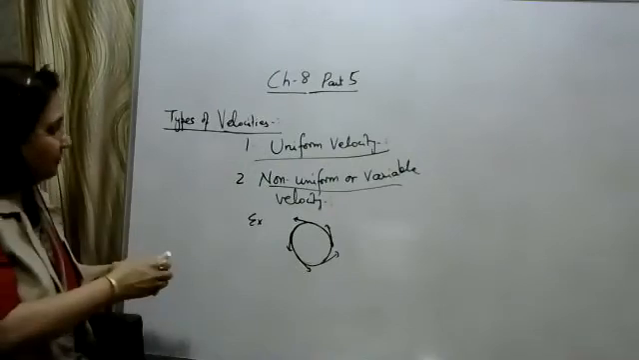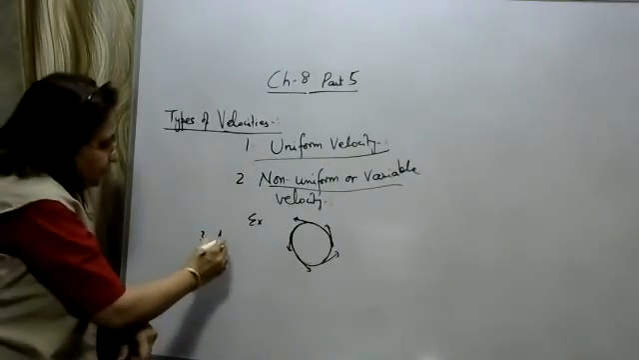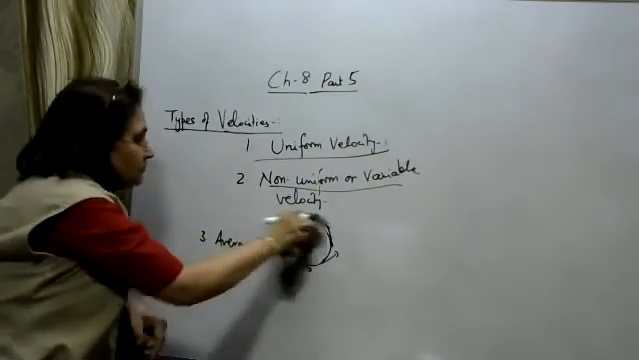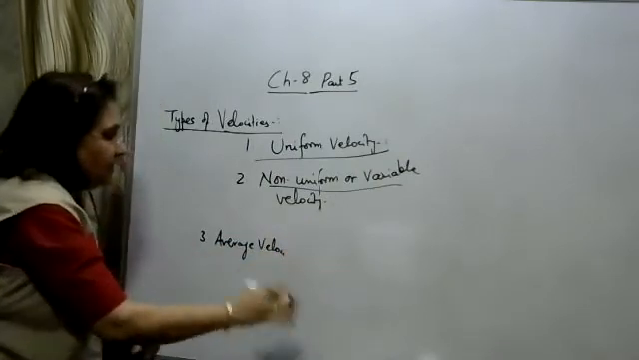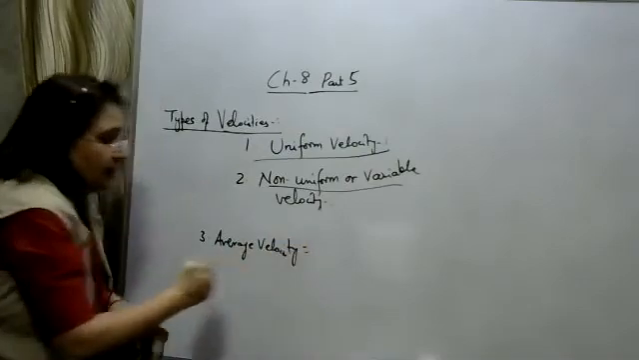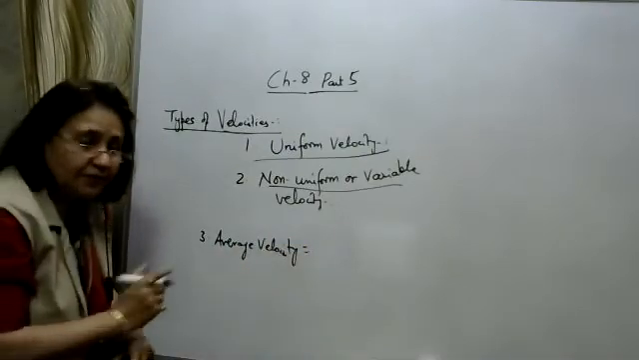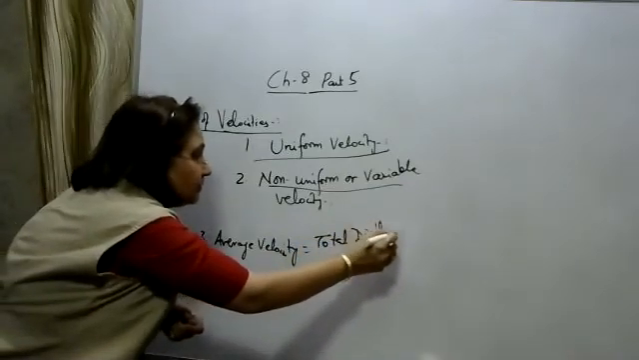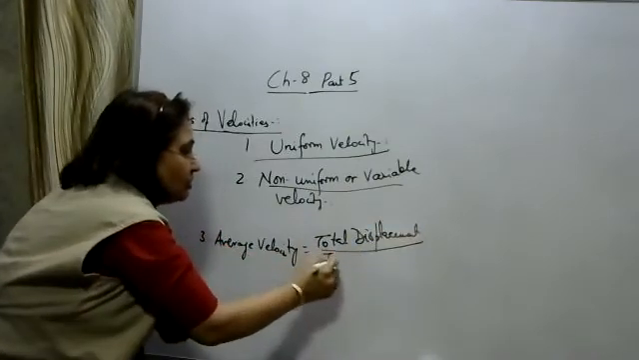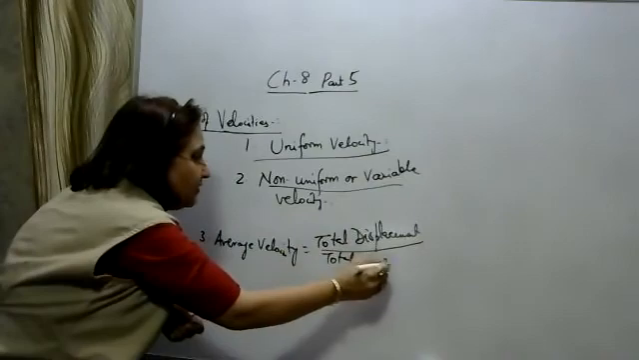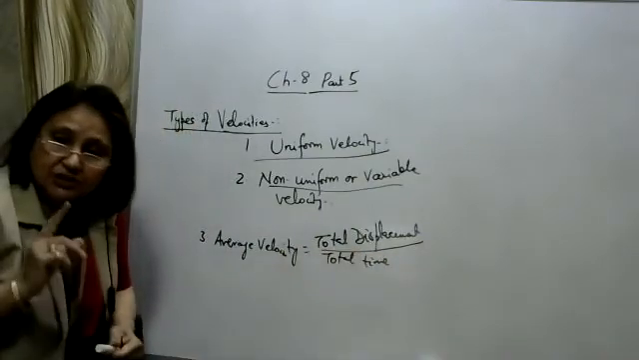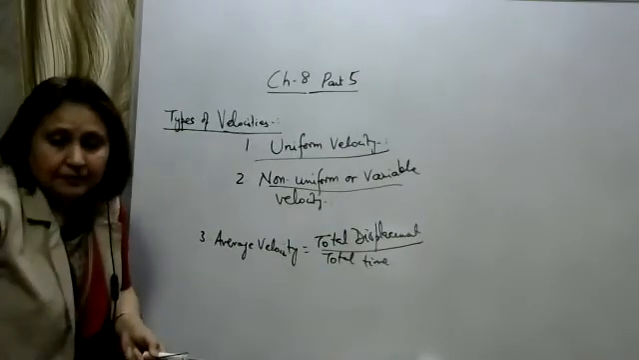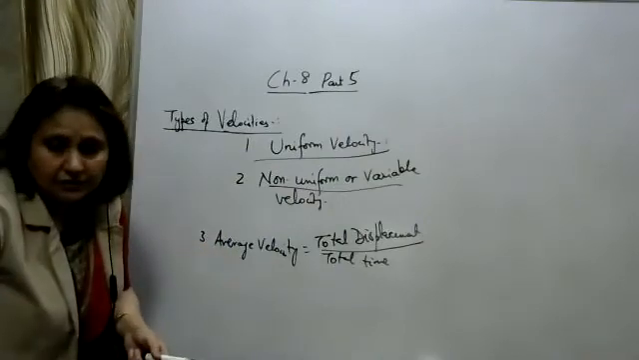Okay, write the third one, average velocity. When do we find it? Whenever the velocity is non-uniform, we calculate its average velocity. Average velocity is given by total displacement upon total time taken. So whenever the velocity is variable, we calculate its average velocity, which is given by this formula.